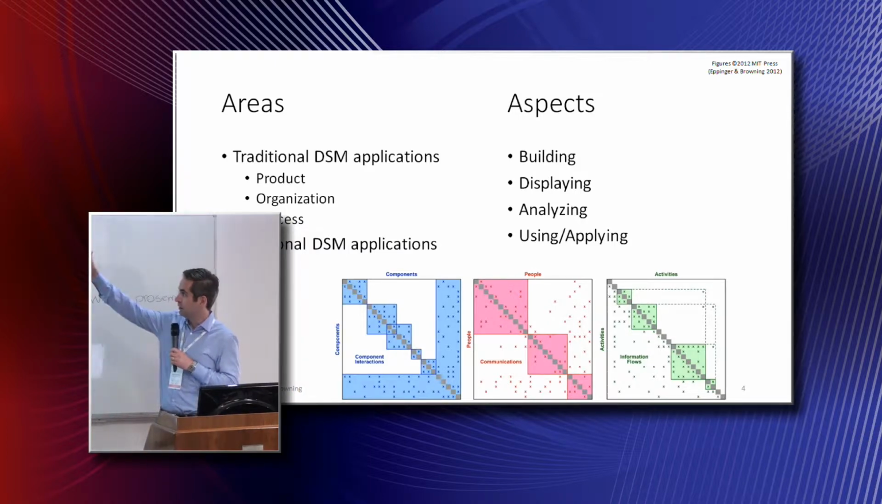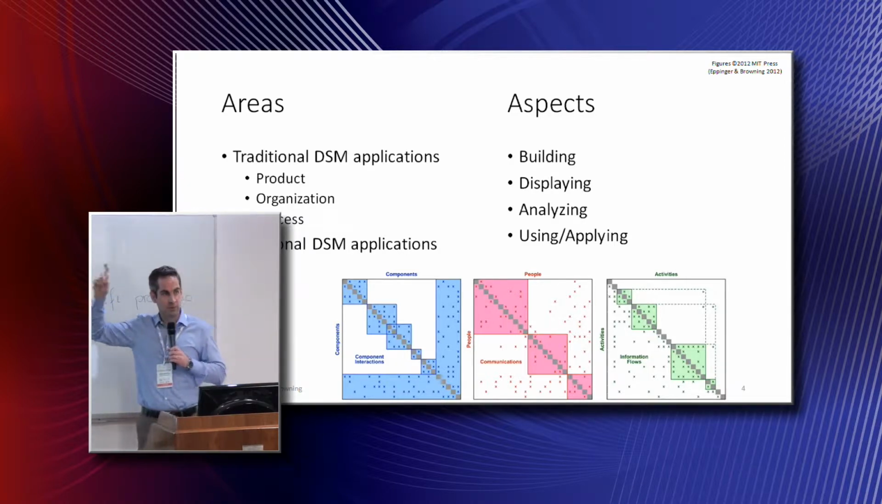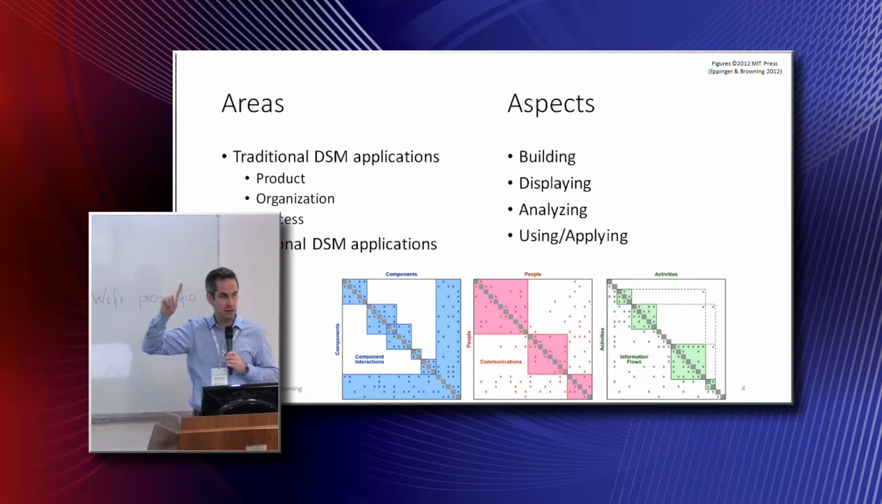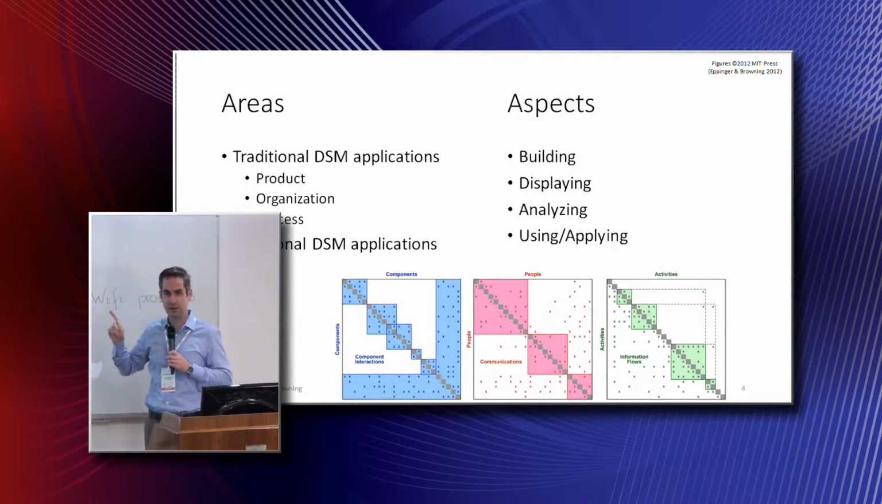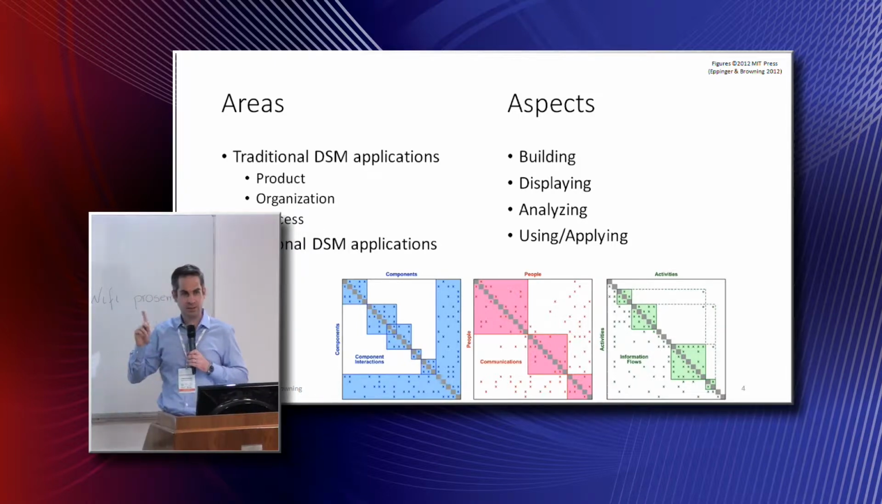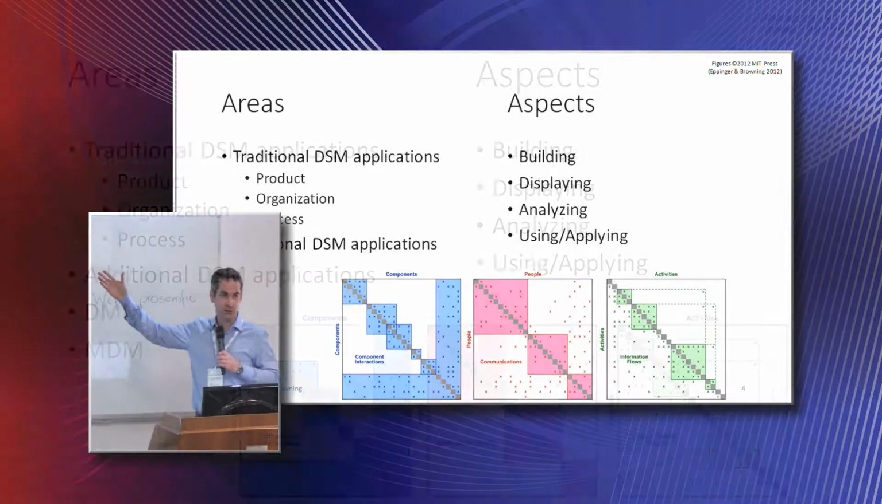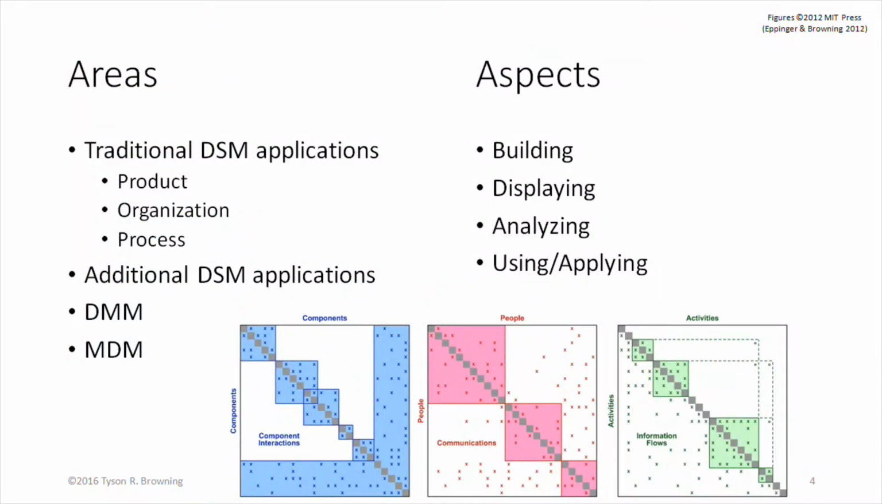And then I want to talk not just about types of DSMs, but how do we build DSMs, meaning how do we get the information that goes into them? Sometimes that's easy, sometimes it's very difficult. So just building DSMs is a challenge in many cases.